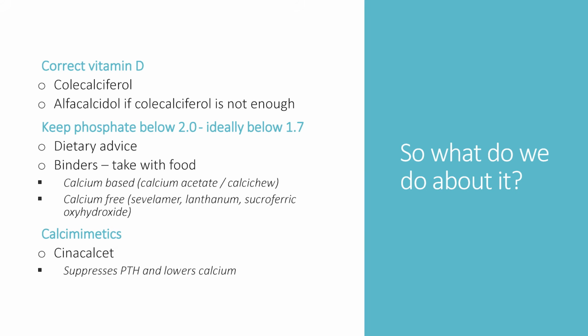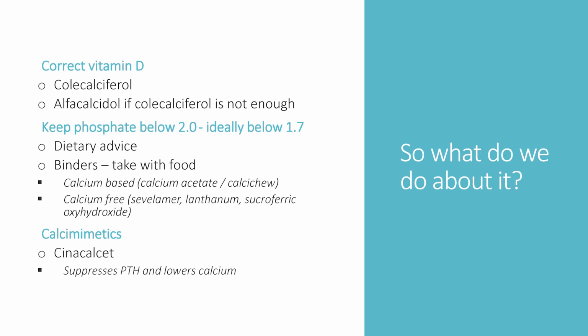So what do we do about it? Well, we correct vitamin D, as described, initially with cholecalciferol. And if we don't get the results we want, then we use activated vitamin D, alfacalcidol. So that's in addition to cholecalciferol. We do everything we can to keep the phosphate down. Start off by telling people to avoid foods and drinks that are rich in phosphate.